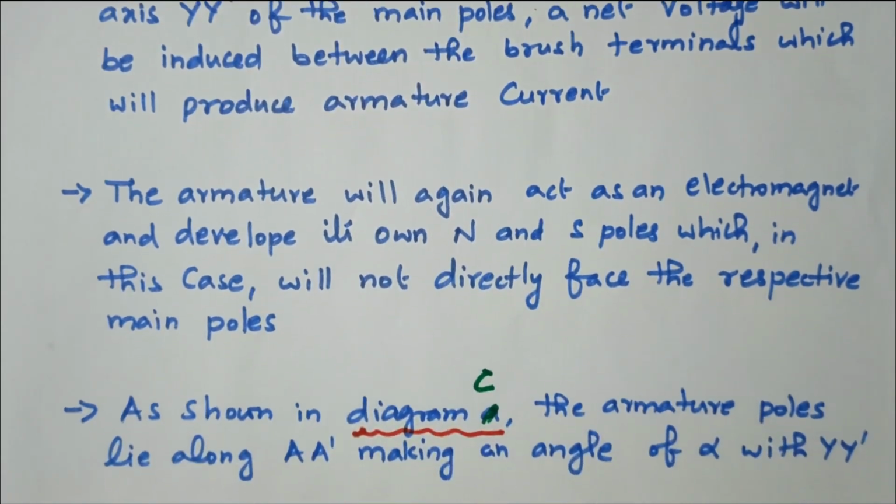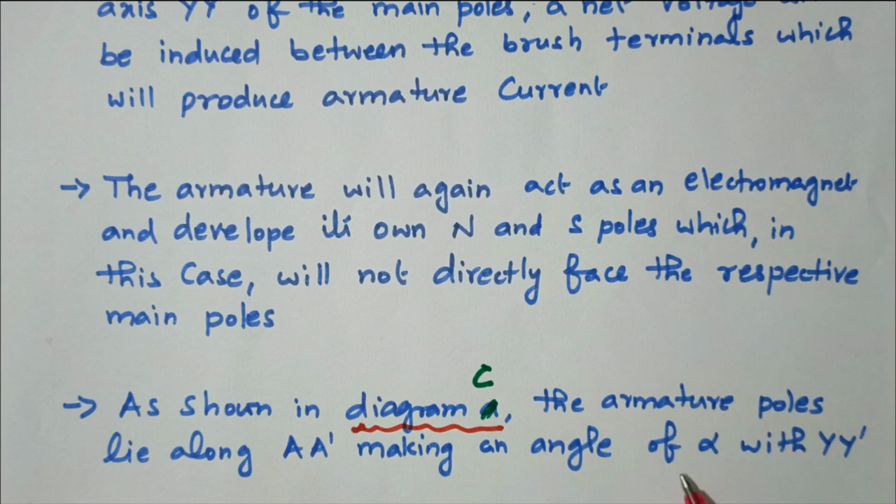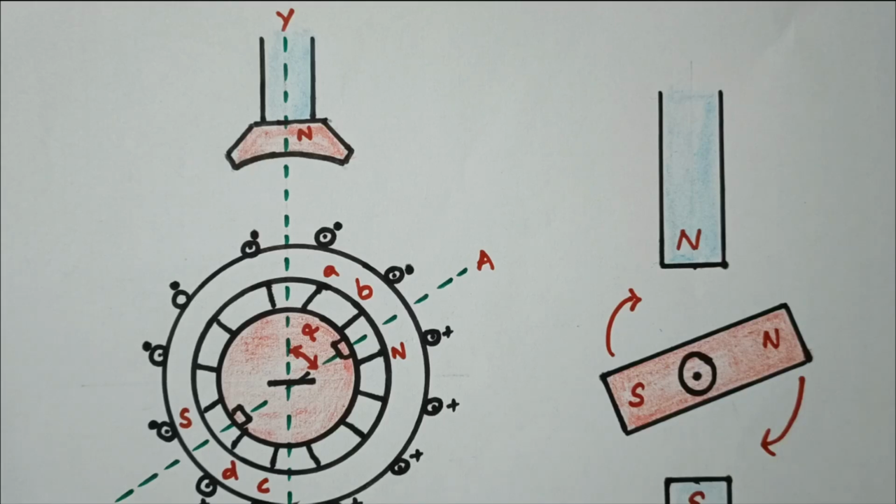Now we'll see one more diagram. Now we discuss vertical position, horizontal position, and in between, inclined, if it is inclined with angle alpha. As shown in diagram C, the armature poles lie along AA, making an angle of alpha with YY, right? So there is a horizontal, a vertical, and in between it is having an angle of alpha. That refers to diagram C.